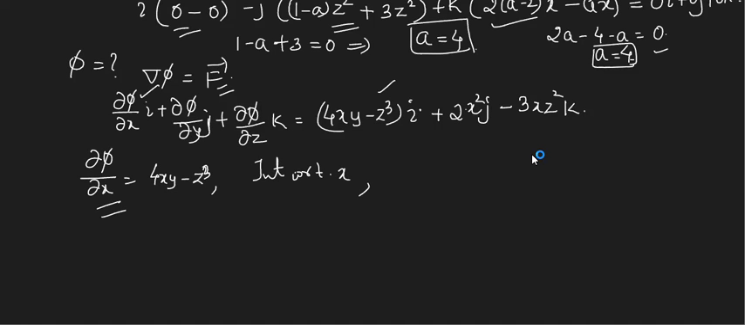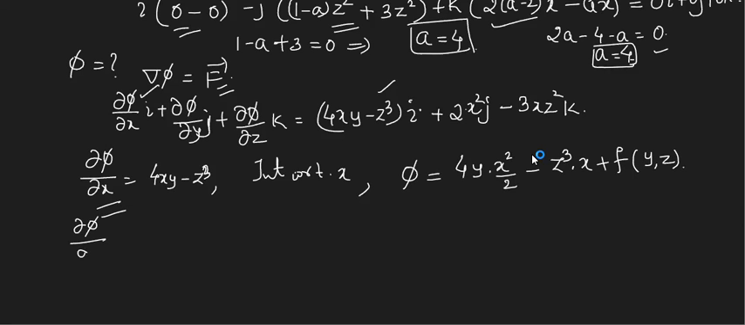The integration of dou phi by dou x is only phi with respect to x. 4, y is constant, the integration of x is x square by 2. Then z cube is constant, so you will get minus xz cube. What should be added? F of y comma z.